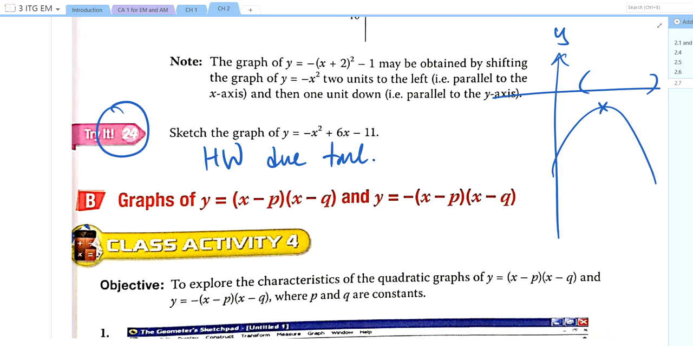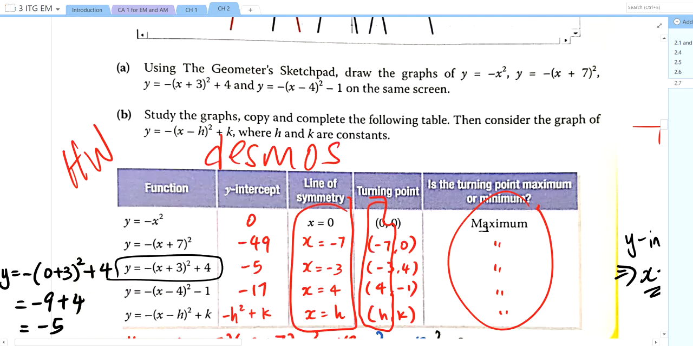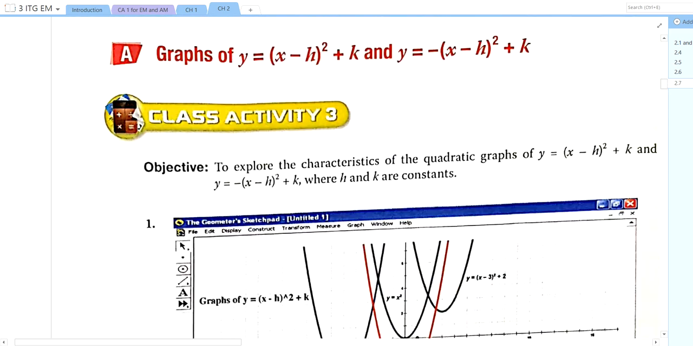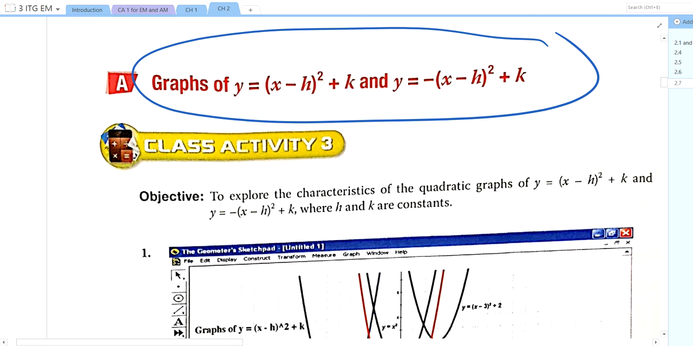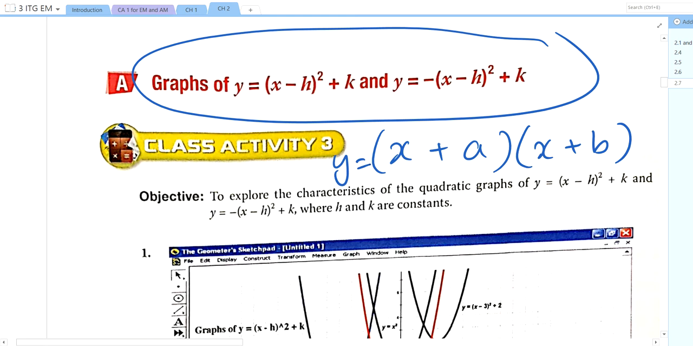Okay? Now, all these things that we have done so far were graphs of this form. Do you realize it? The graphs that we have been sketching, they are all of this form, and it is known as the completed square form. Is there any other way to represent quadratic expressions? Yes, we learned this, (x plus a)(x plus b), for example, right? y equals to this. This is quadratic.